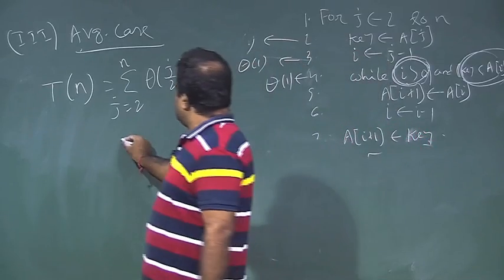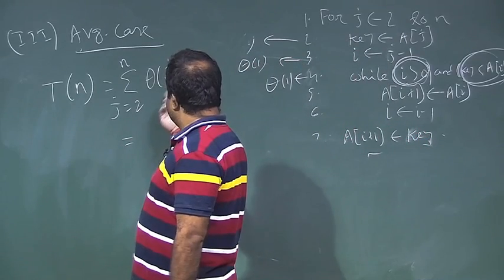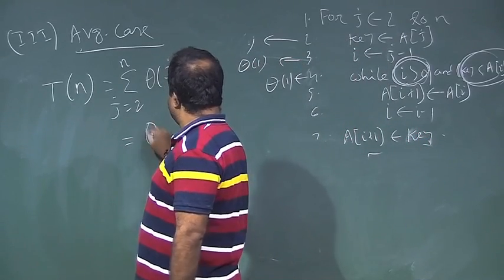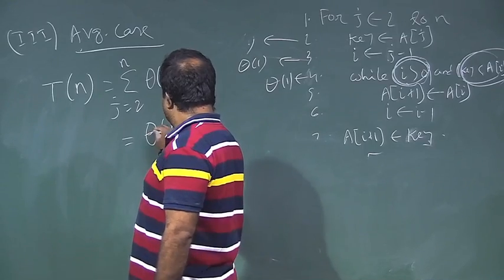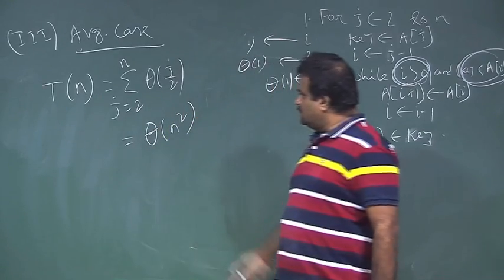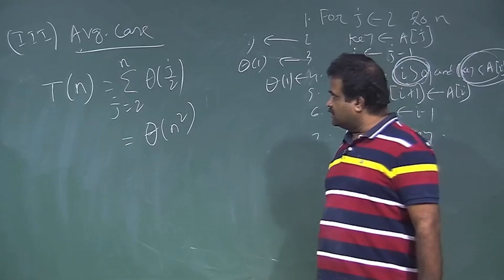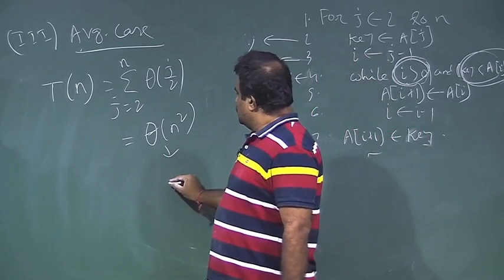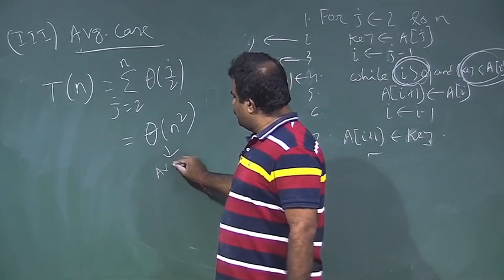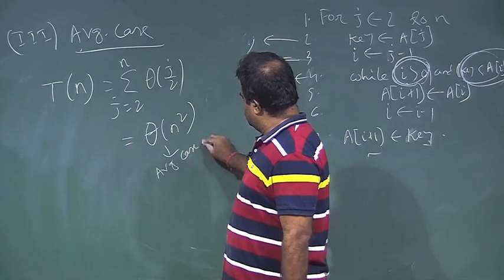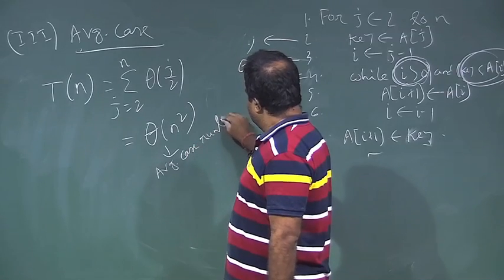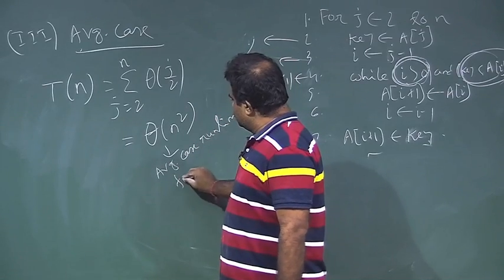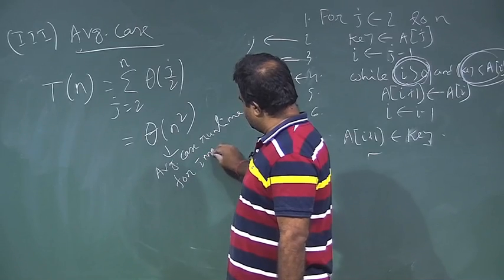So, this again will be, because this is an arithmetic series, just taking half as common, theta of n square, big theta of n square. That means this is big O and big omega of n square. So, this is basically the average case runtime for insertion sort.